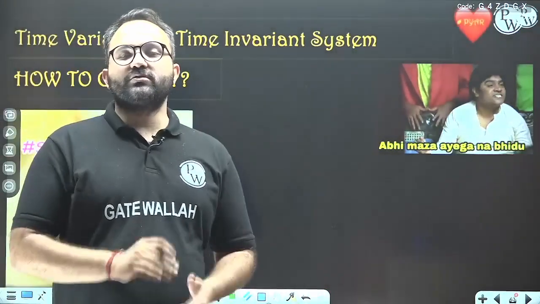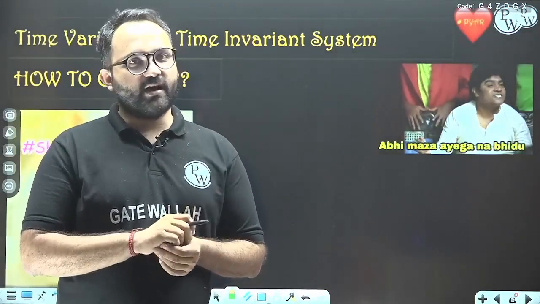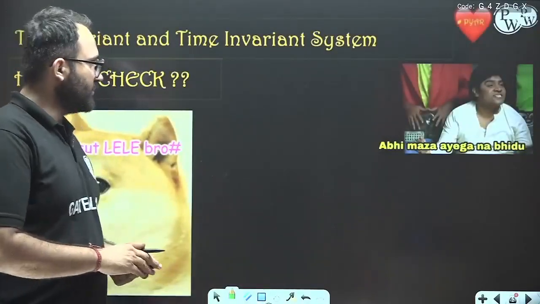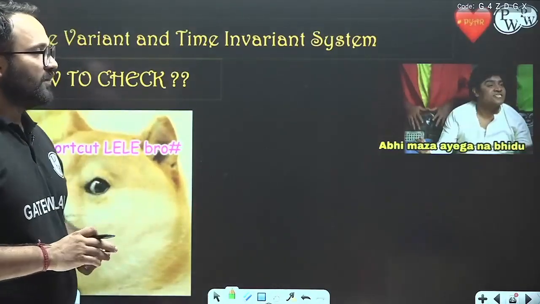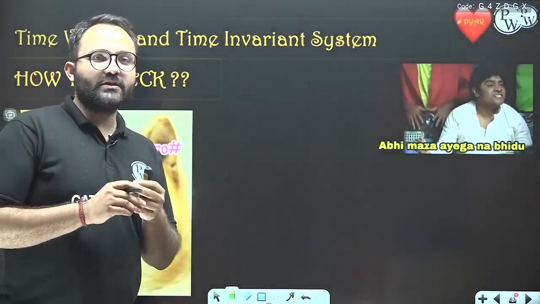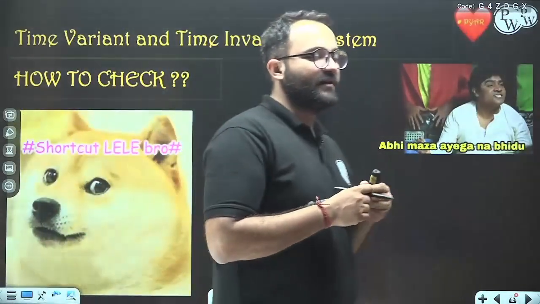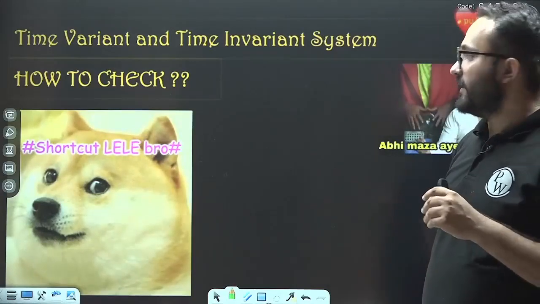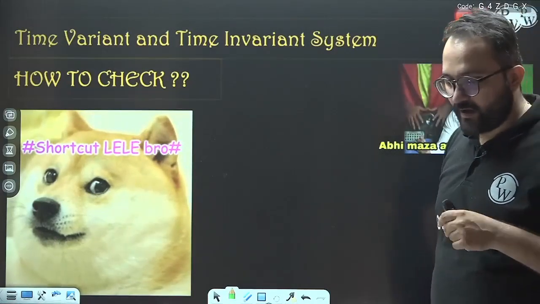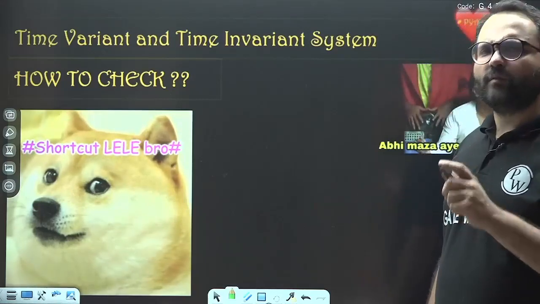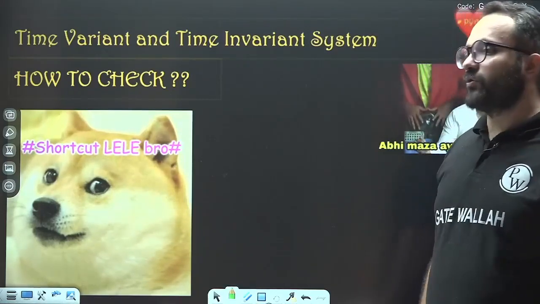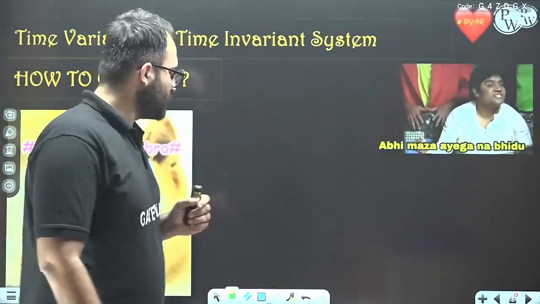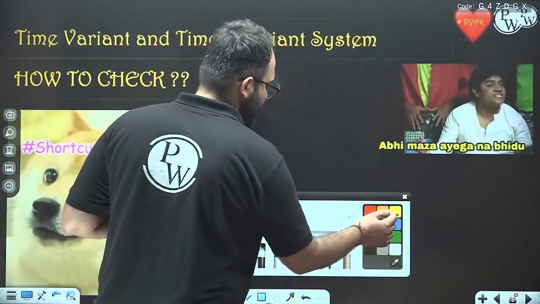Now let's move on to the next, that is time variant and time invariant systems. So how to check time variant and time invariant systems? Let us see. There are only three points that will make it very clear how to find out whether the system is time variant or time invariant. These 3 points are very simple and you will be able to solve any problem very easily using them.